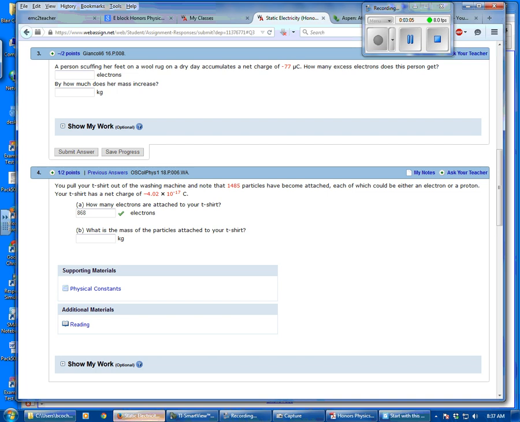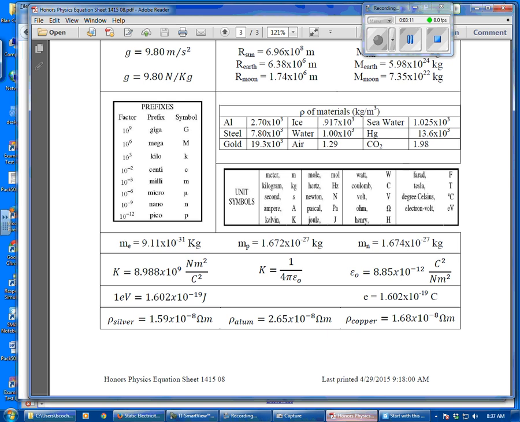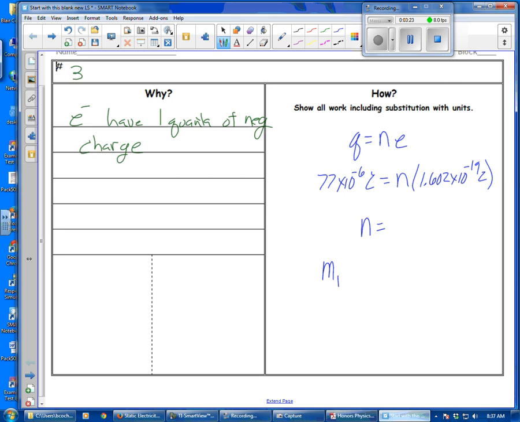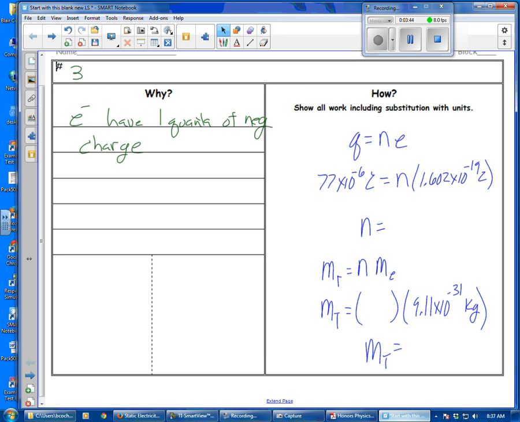It says how much mass do we gain? How much does our mass increase? Well, back on my equation sheet, I know that each electron has a mass of 9.11 times 10 to the minus 31st kilograms. So her total mass is going to be the number of electrons times the mass of each electron. So whatever my answer for n is before times 9.11 times 10 to the minus 31st kilograms for each electron. And I'll get the total mass that she increases by. Yep, that'll do it.